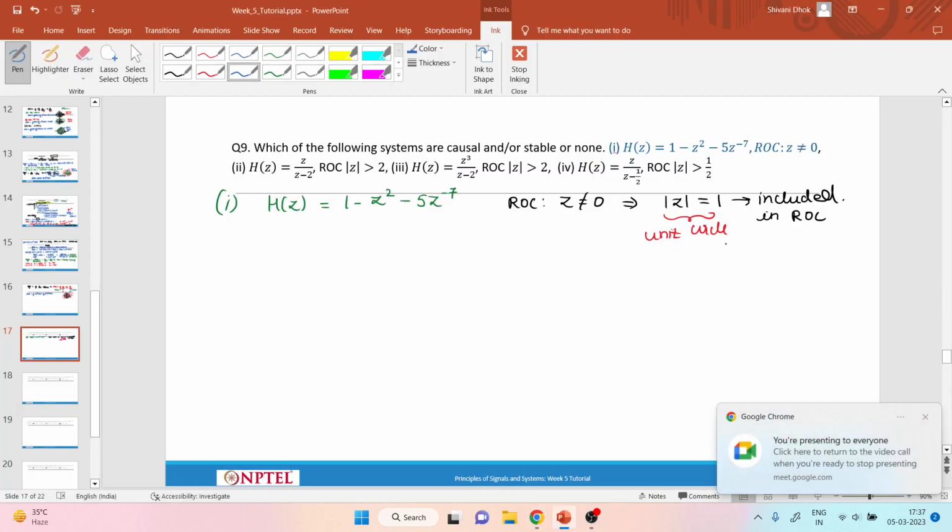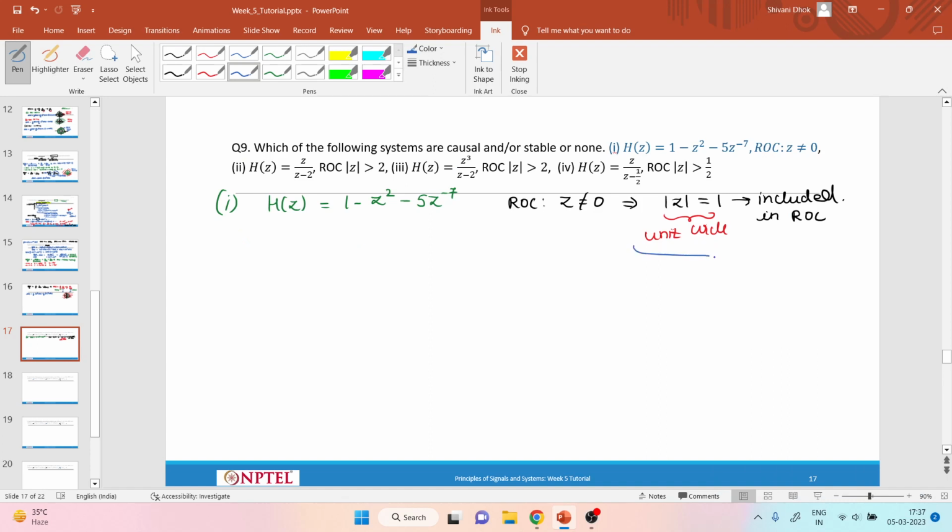So this unit circle is included in ROC. So since unit circle is included in my region of convergence, this system is stable.